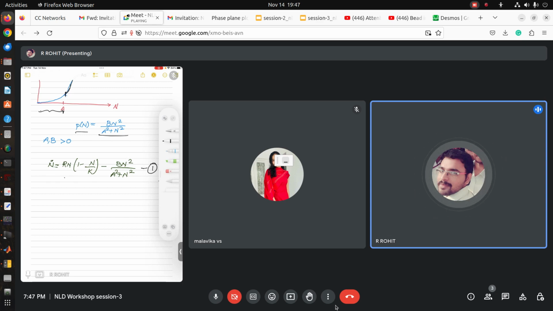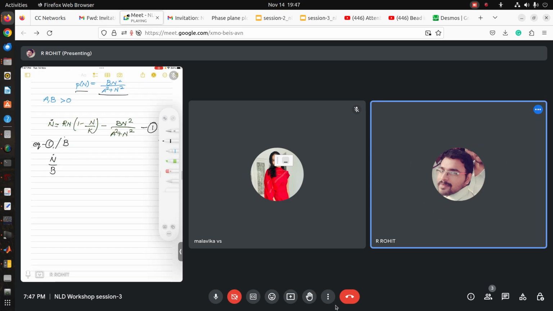In this equation 1, first they tried to divide this whole equation by b. So this is the b value. They tried to divide it with b. Equation 1 is divided by b. When you do that, we will get n dot by b, which is nothing but Rn by b into 1 minus n by k minus n square by a square plus n square.